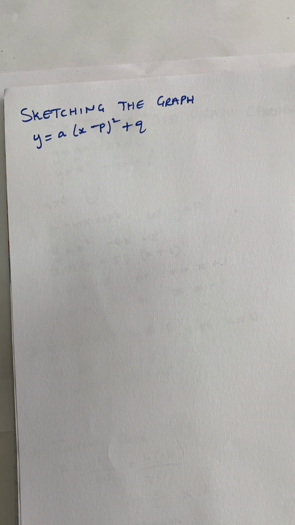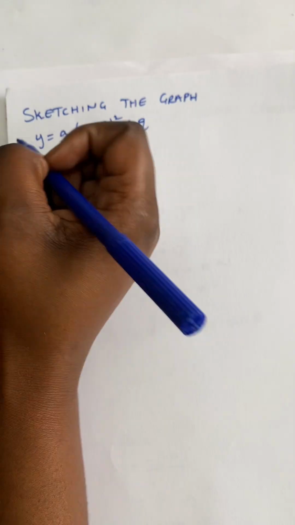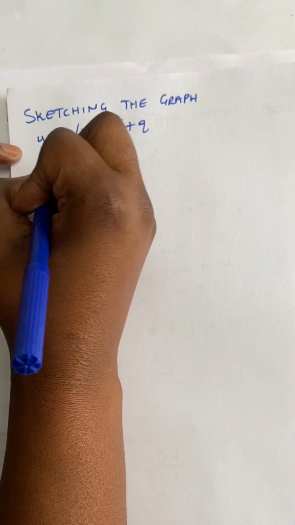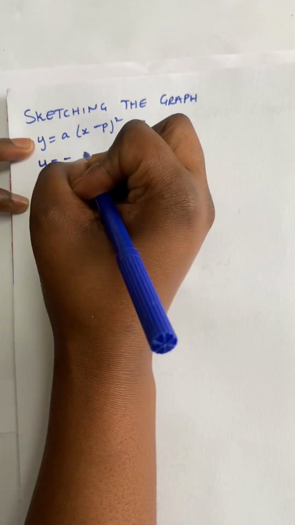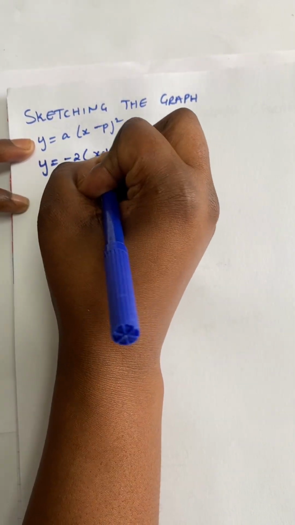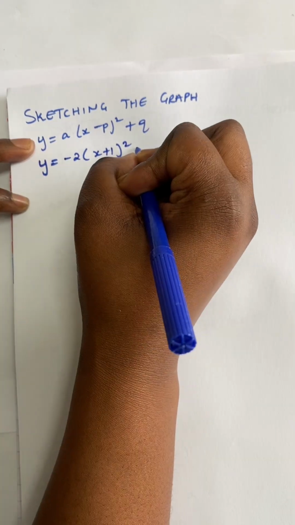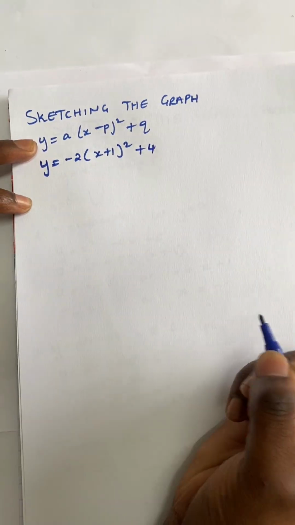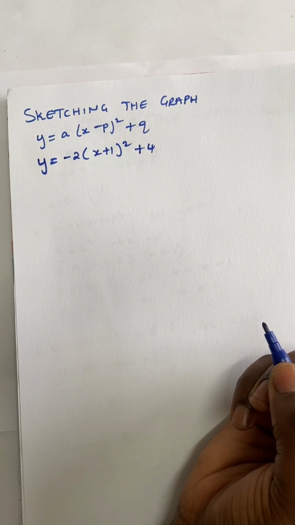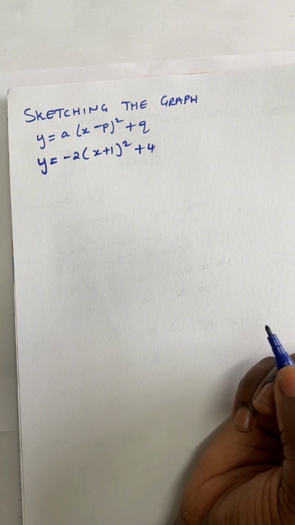Okay, and now you will be required to sketch a graph in this vertex format. Let's say you are given an equation like this: y = -2(x + 1)² + 4. And then they say sketch the graph. Remember, you follow the rules.